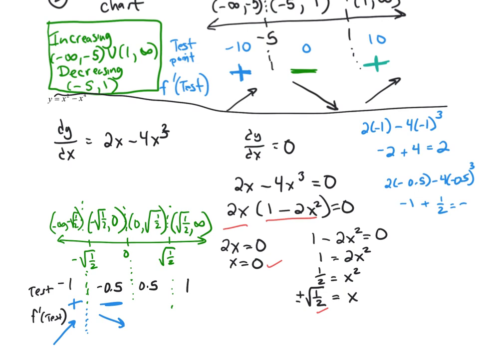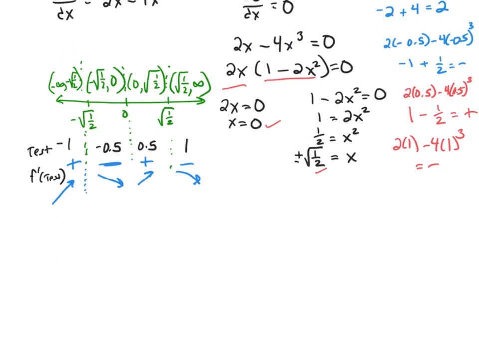So if I put in 0.5, 2 times 0.5 minus 4 times 0.5 cubed, that's going to be 1 minus 1/2. So that's going to be positive. So in this region, it's going up. And then if I put in 1, 2 times 1 minus 4 times 1 to the third, that's definitely going to be negative, -2, but it doesn't really matter. It's negative, so it's decreasing.